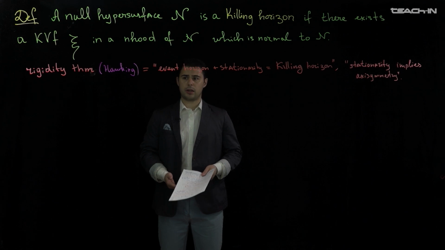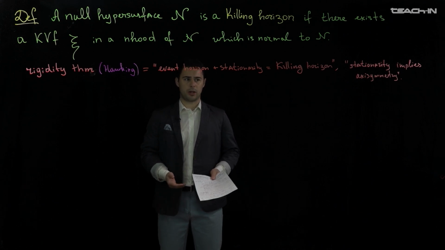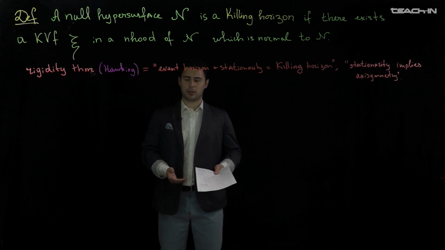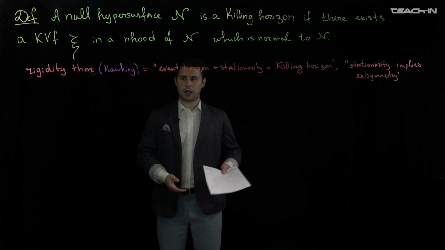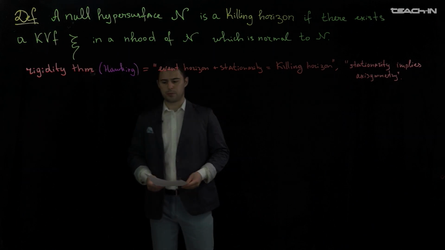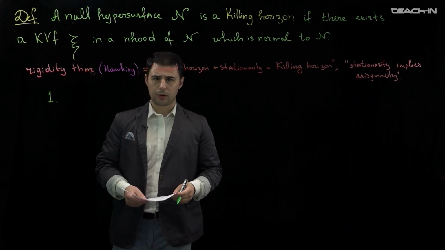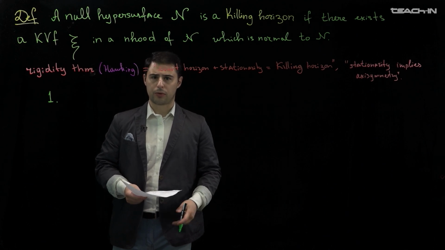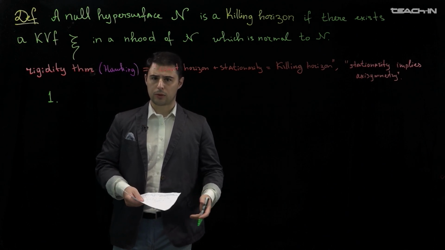The first one can be summarized as: a stationary event horizon must be a Killing horizon. And the second one is that this Killing horizon is a special one in the sense that stationarity, under certain further assumptions, implies the existence of another symmetry, the axial symmetry. So let us start the sketch of the proof. First of all, let us recall a number of results from the section about causal structure.